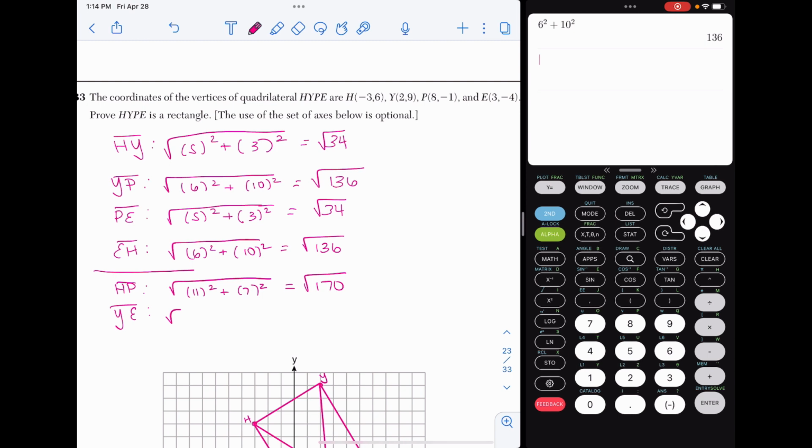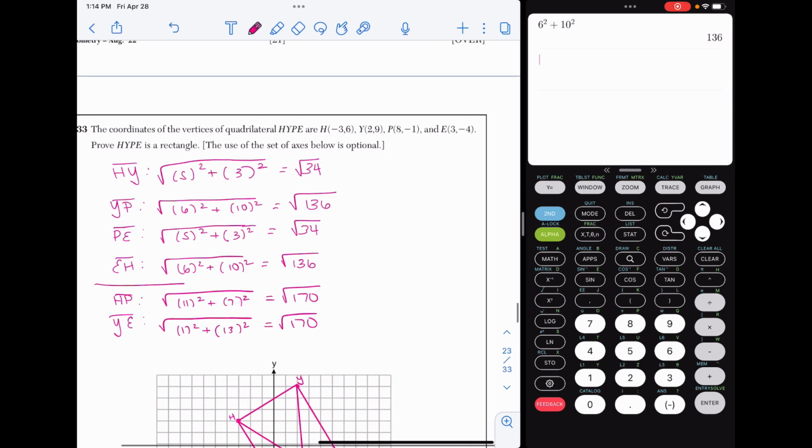YE, subtract the x's, and I am going to get 1 squared plus 13 squared, and that will give us 170, radical 170 as well. Keep in mind, these problems are not saying, is it a rectangle? It's saying, prove it is. We need to make sure our numbers work out. So if you don't get these matches, like the radical 34s that match, for instance, definitely go back and check your work.